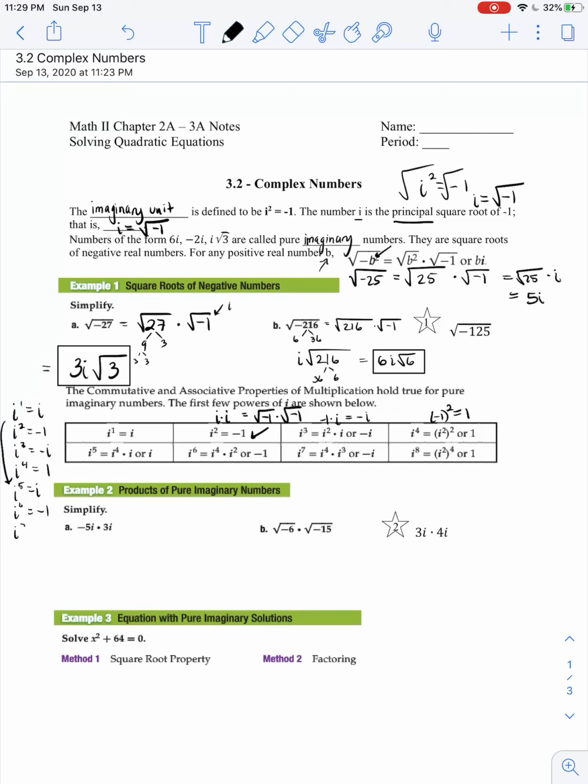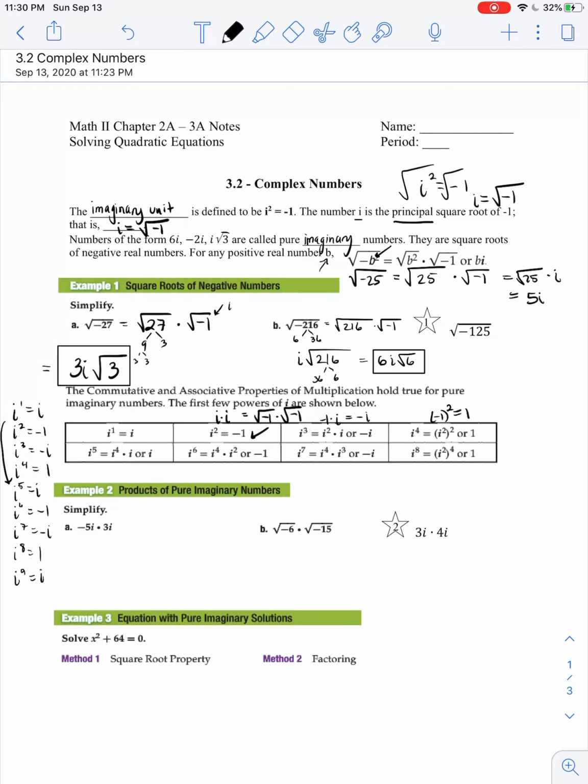So i to the sixth would be negative 1, i to the seventh is negative i, i to the eighth is positive 1, okay? Super weird, but basically when you keep multiplying by i, you keep going back around. So every time you go up by 4, it gets you back to one of these original values. Again, we'll go into that tomorrow, don't worry about that. I just want to intro it a little bit.